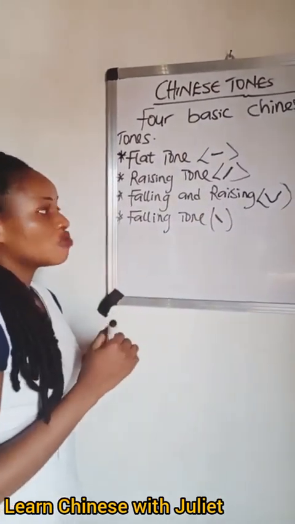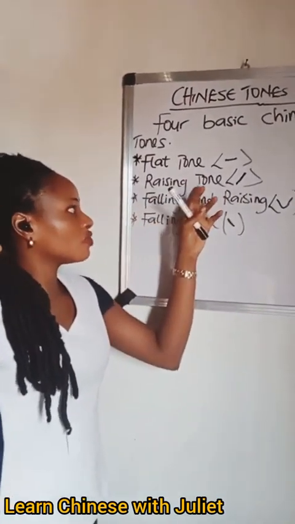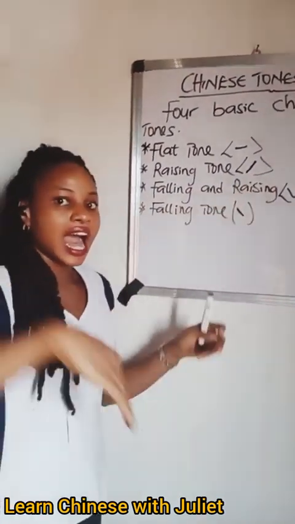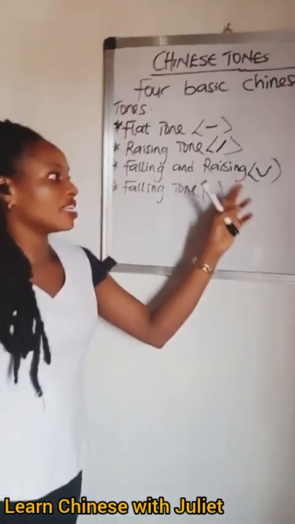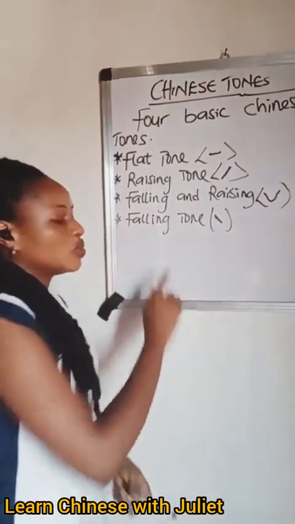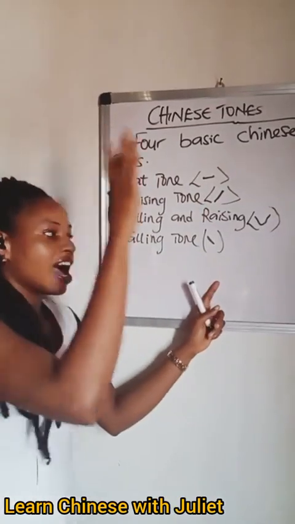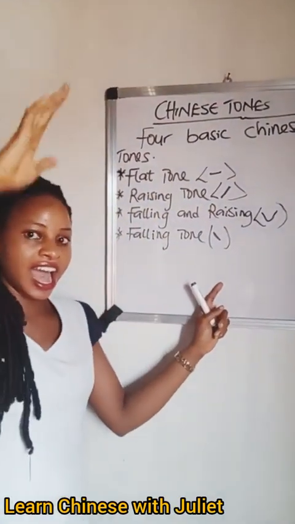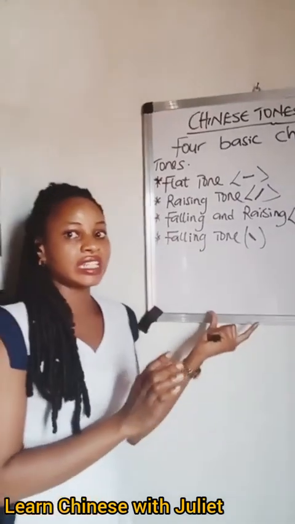Now let's use R to represent it. We have R being the flat tone, the first tone. The second tone is R. The third tone, which is the falling and the rising tone, you have to draw it. And the fourth tone. Now, all the tones are different in meaning.